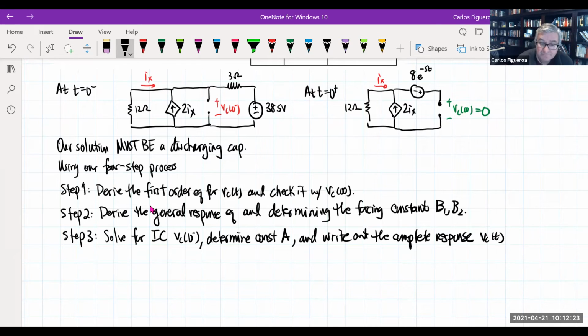VC of t. Now, when you look at the solution here, there is nothing else that we're solving for. We're really solving for VC. So the last thing that we want to do here is to plot VC of t and interpret.